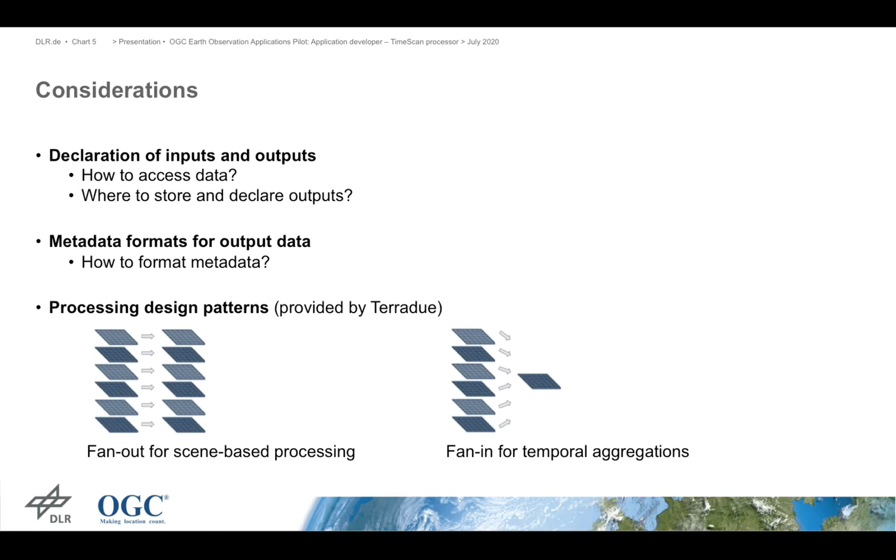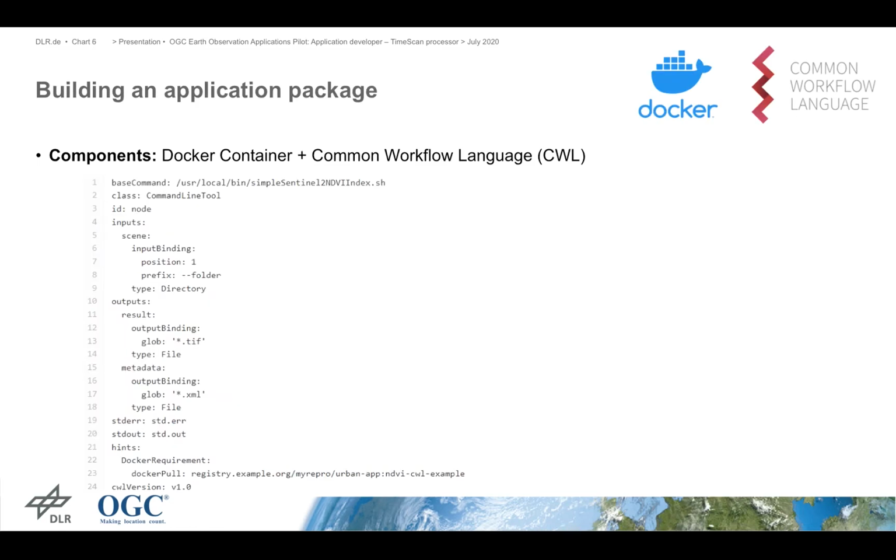At the beginning of the pilot, TerraDue provided a description of different processing design patterns which need to be reflected by each application package. This allows distinguishing between different handling of input data. So the fan-out pattern for scene-based processing can automatically be executed in parallel, as an example. The fan-in pattern can be used for temporal aggregation in our case.